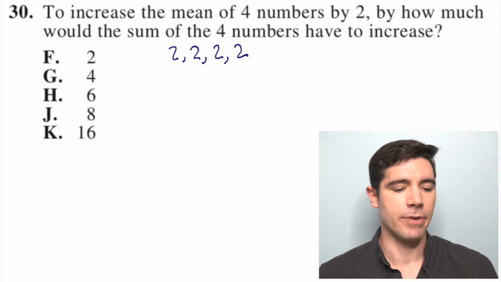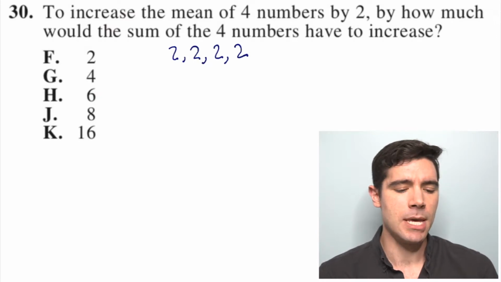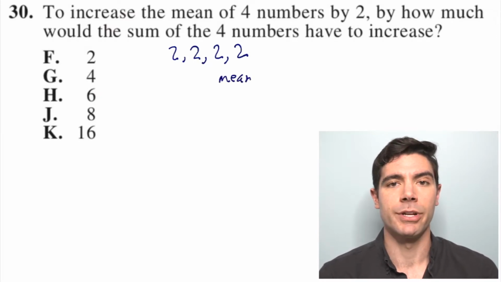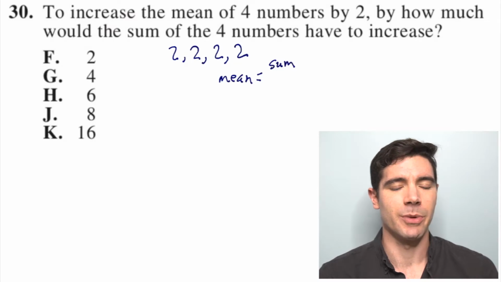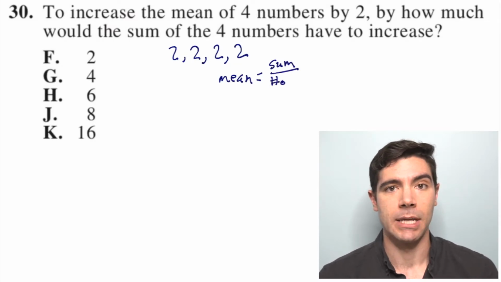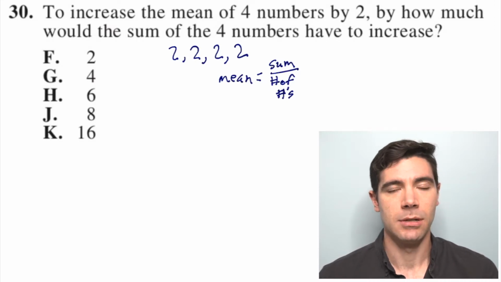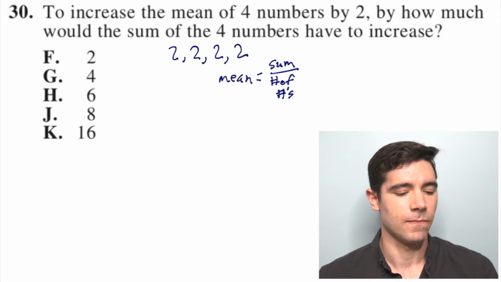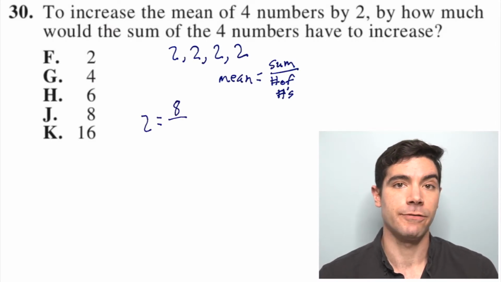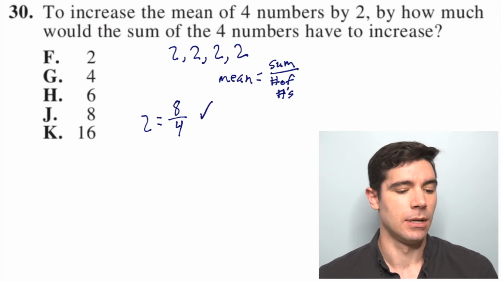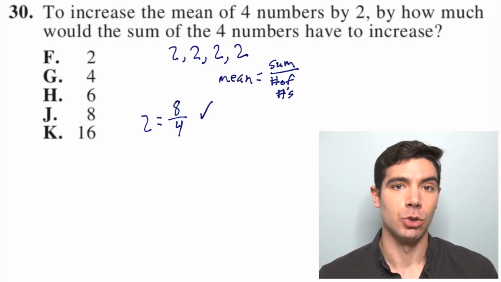Great. So the mean right now is 2, and I know that mean equals the sum over the number of numbers. Whenever you're dealing with average, aka arithmetic mean, on a problem, you have those three components. You have the average, mean, the sum, and the number of numbers. So let's see what's changing here. Right now the mean is 2, and the sum is 8, and the number of numbers is 4. Everything checks out. Now we want to increase the mean by 2.